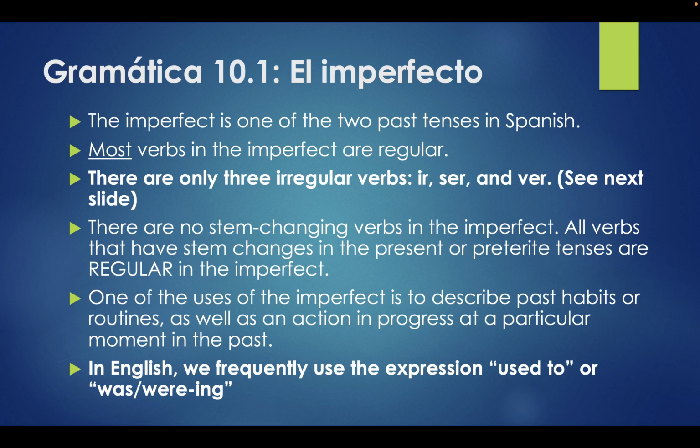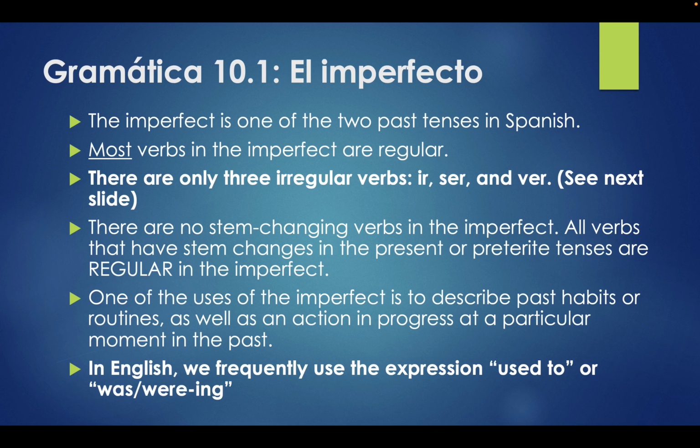And the big thing that I want you to start focusing on is that the imperfect is used for past habits or routines, things that are in progress, or things where we don't really know when they happened. They didn't happen at a particular time necessarily.